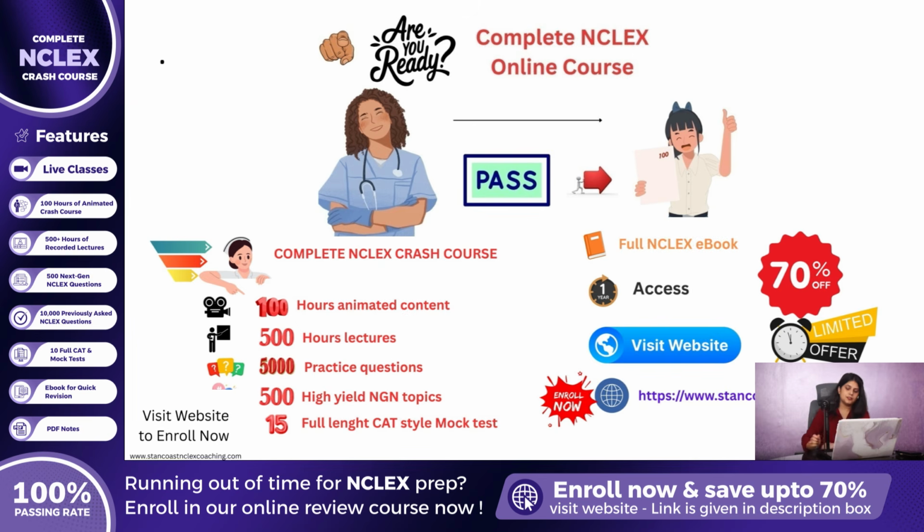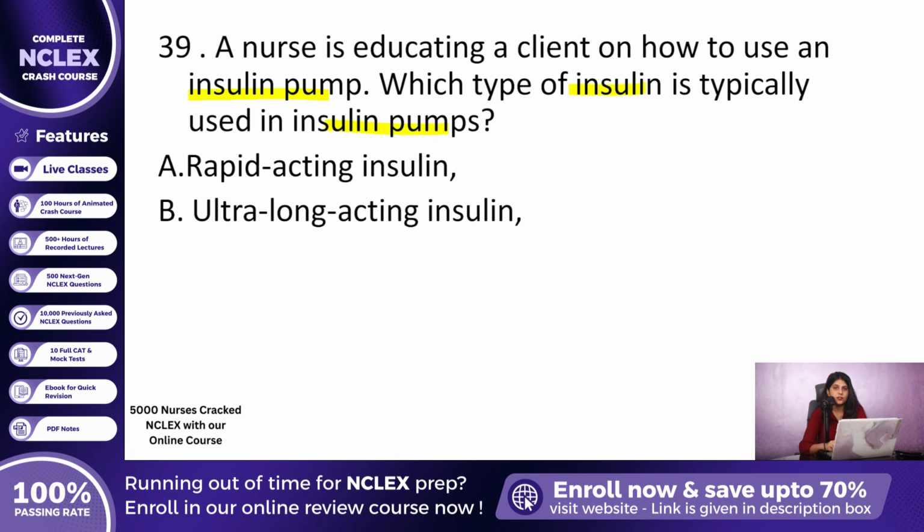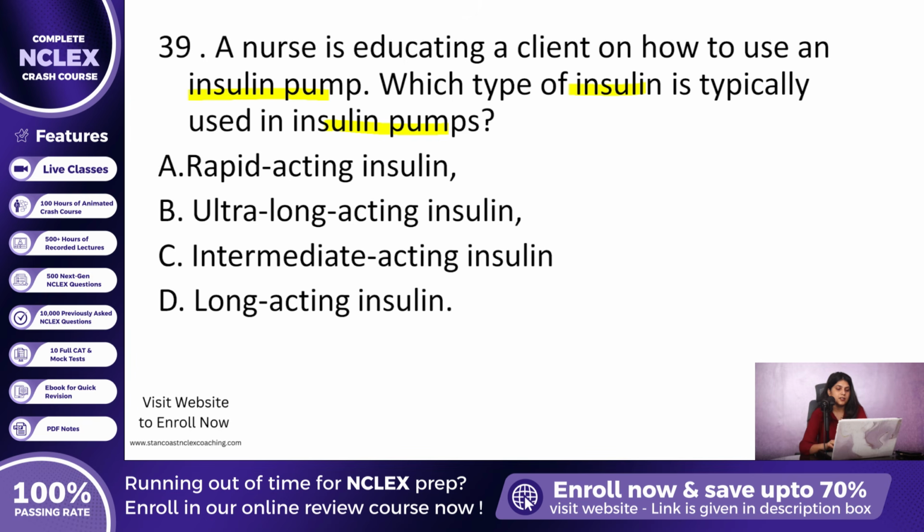Question 39. To round off this segment, let us look at insulin therapy. A nurse is educating a client on how to use an insulin pump. Which type of insulin is typically used in insulin pumps? The options are A. Rapid-acting insulin, B. Ultra-long-acting insulin, C. Intermediate-acting insulin, or D. Long-acting insulin. The correct answer is option A.